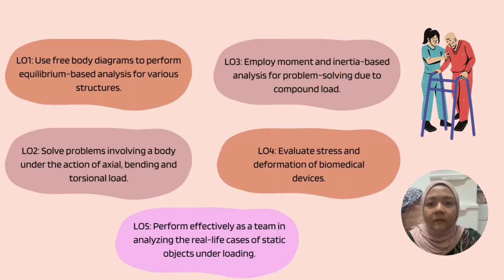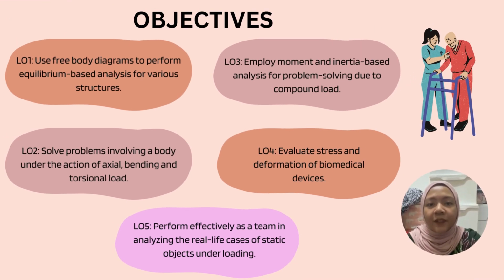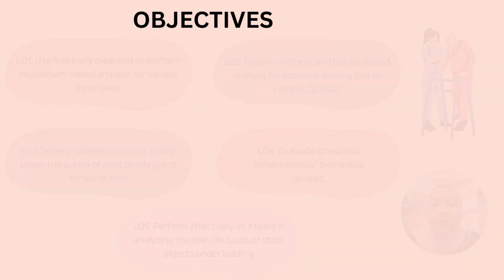The objective of this case study is to demonstrate static learning outcomes (LO) using real-life examples. The first LO is to use free body diagrams to perform equilibrium-based analysis for various structures. The second LO is to solve problems involving a body under the action of axial, bending, and torsional load. The third LO is to employ moment and inertia-based analysis for problem solving due to compound load. The fourth LO is to evaluate stress and deformation of biomedical devices. And the last LO is to perform effectively as a team in analyzing real-life cases of static objects under loading.